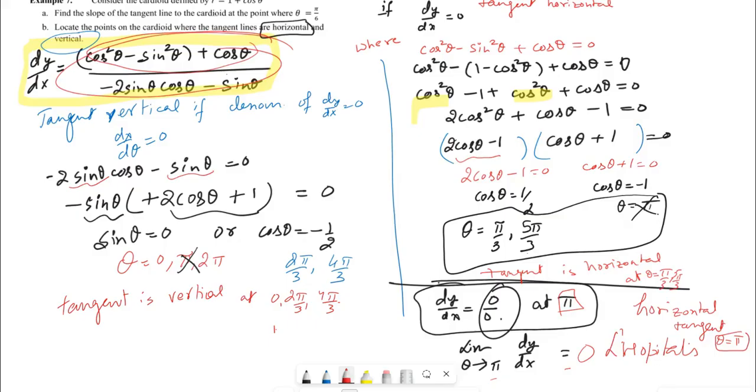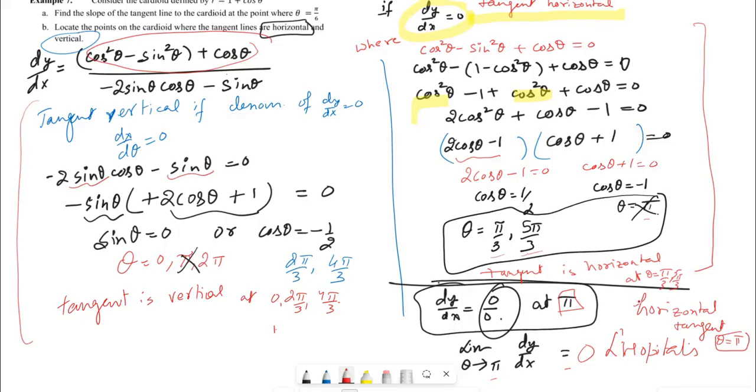Okay. So basically, let's go over it one more time. If you want horizontal tangent, dy by dx should be 0. That means numerator should be 0, but the denominator should not be 0. So we first figured out where the numerators are 0. Numerators are 0 at theta pi by 3, 5 pi by 3, and pi. But we also wanted to find where the tangent is vertical. Tangent is vertical when denominator is 0, but numerator is not 0.